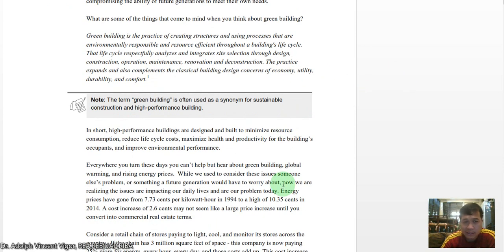A note here is that the term green building is often used as a synonym for sustainable construction and high performance building. When you say high performance, it means that we're going to minimize resource consumption. In short, high performance buildings are designed and built to minimize resource consumption, reduce life cycle cost, maximize health and productivity for the building's occupants, and improve environmental performance.